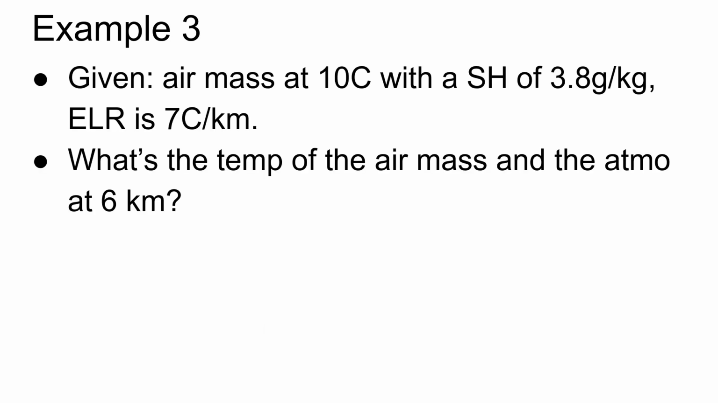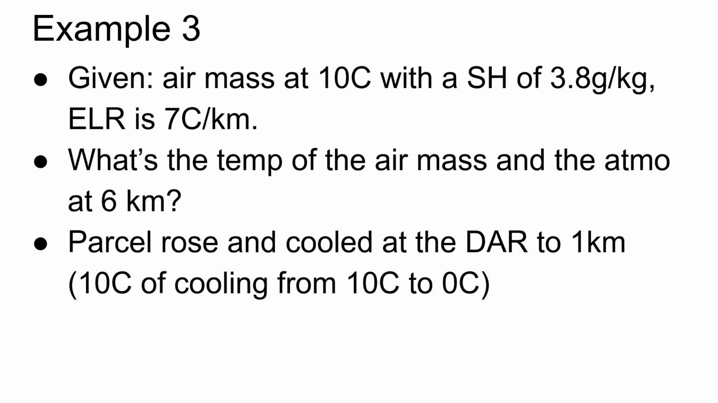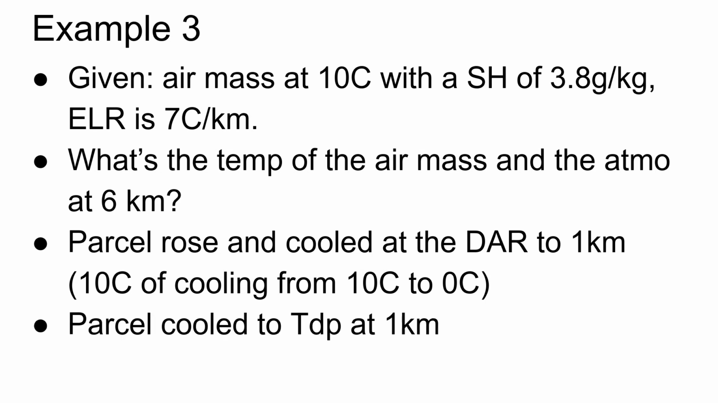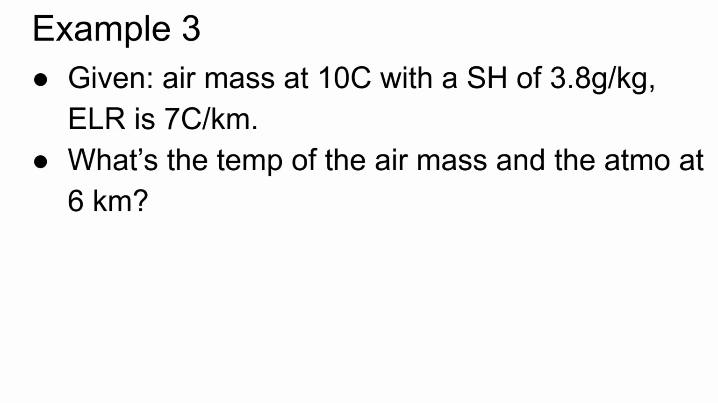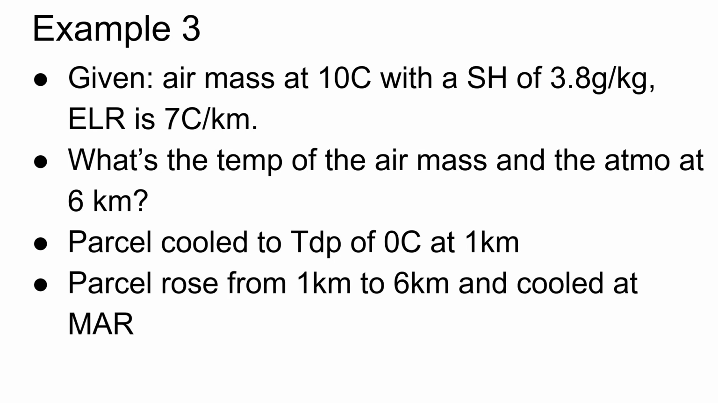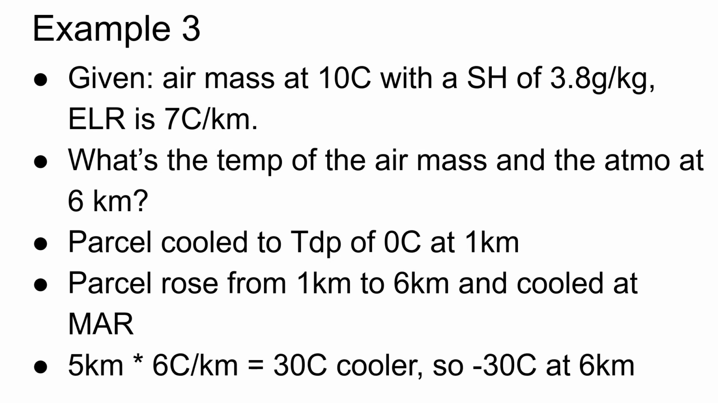So, the temperature of the air mass in the atmosphere at 6 kilometers. The parcel rose and cooled to 1 kilometer. It cooled to dew point at 1 kilometer. Now it's 0. And then it rose from 1 kilometer to 6 kilometers, cooled at the moist rate. So we've got 5 kilometers of lifting at 6 degrees of cooling per kilometer. So it's going to be 30 degrees cooler than 0. So the temperature of our parcel is negative 30.